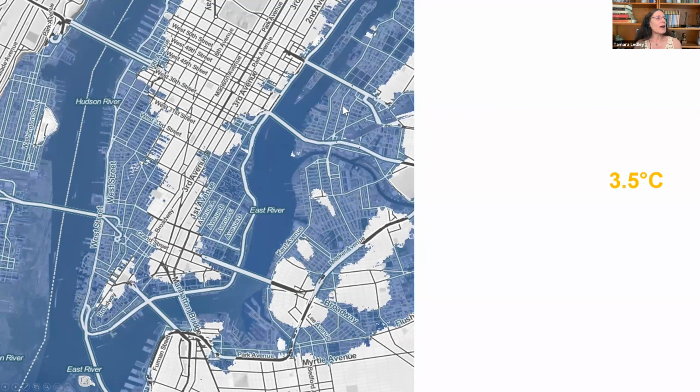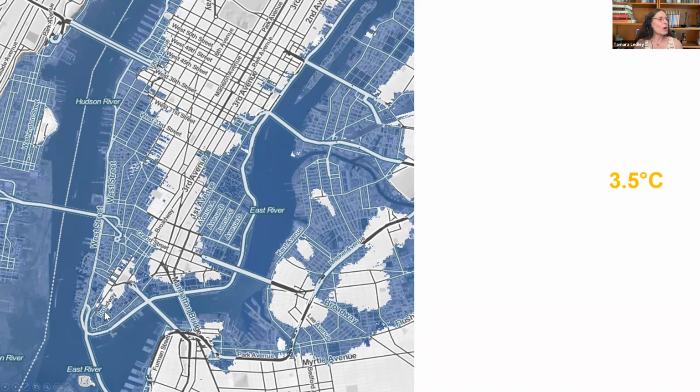With a 3.5 degree increase in temperature, all of the southern tip of Manhattan would be underwater, and pieces of it would be smaller islands. The Jersey Shore would be completely underwater, and a significant amount of Brooklyn and Queens would be underwater.